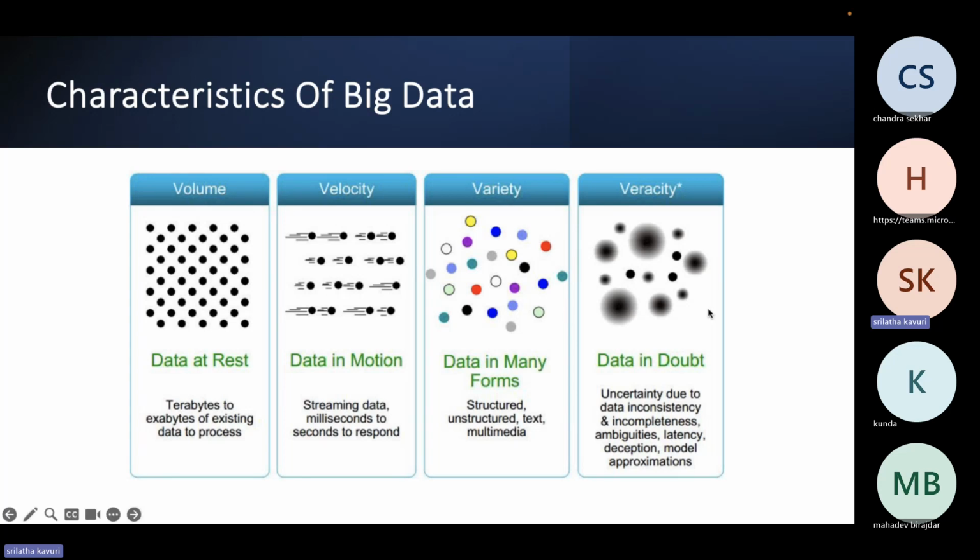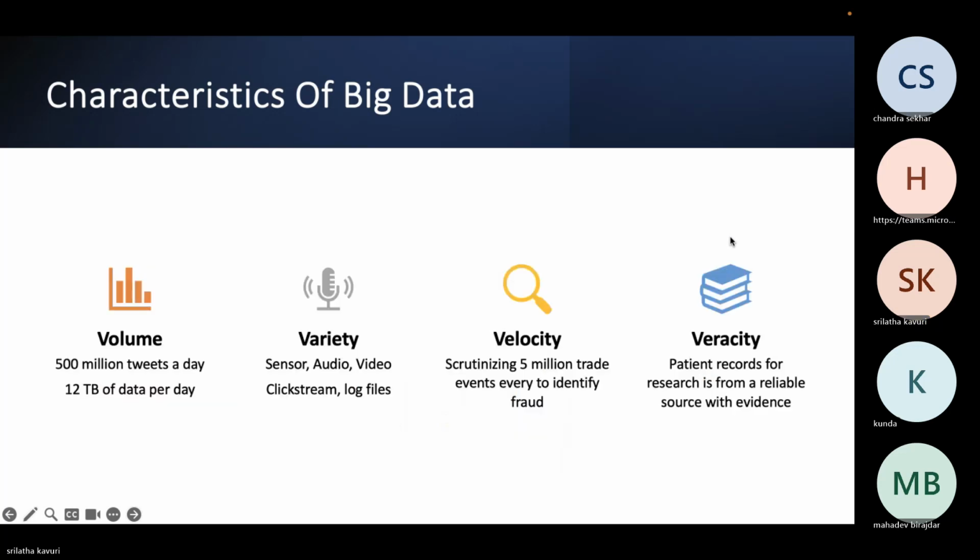But these are the key characteristics you will find on the internet: the 3 V's, 4 V's, 5 V's, and even 10 V's people talk about. But majorly, when you talk about deciding whether a data set is big data, these 3 V's are the major ones. And the next thing we always consider is veracity.